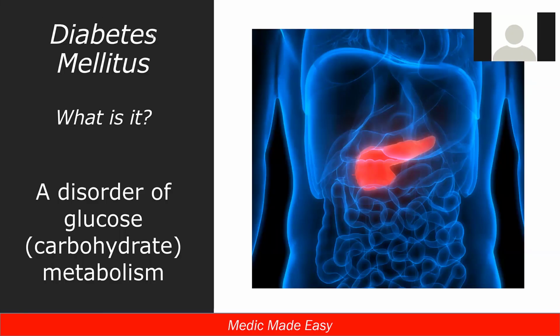Diabetes, diabetes mellitus, or DM, you'll see the abbreviation DM. What is it? It's a disorder of glucose metabolism. Sometimes you may hear it said as a disorder or an impairment of carbohydrate metabolism. Carbohydrates, just referencing our sugars. Glucose is the main sugar that we're talking about. So if you ever see a disorder of glucose metabolism or a disorder of carbohydrate metabolism, that's diabetes.